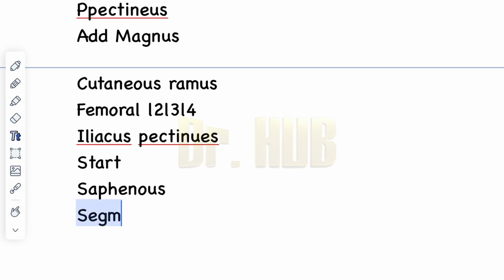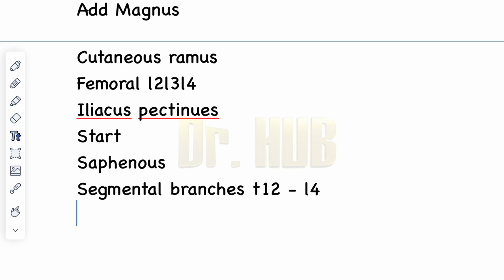Next are the segmental branches. The segmental branches include T12 to L4. The muscles involved are the psoas major as well as the QL, that is the quadratus lumborum.